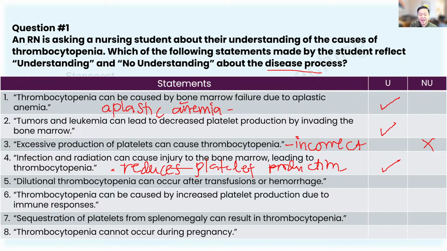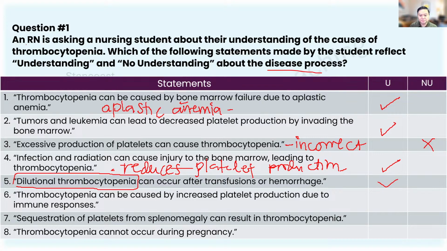What about number 5? Dilutional thrombocytopenia can occur after transfusions or hemorrhage. Remember what I said earlier? If there is a massive packed red blood cell transfusion, it can decrease the concentration of platelets in the bloodstream. This is what we refer to as dilutional thrombocytopenia. So this will reflect understanding.